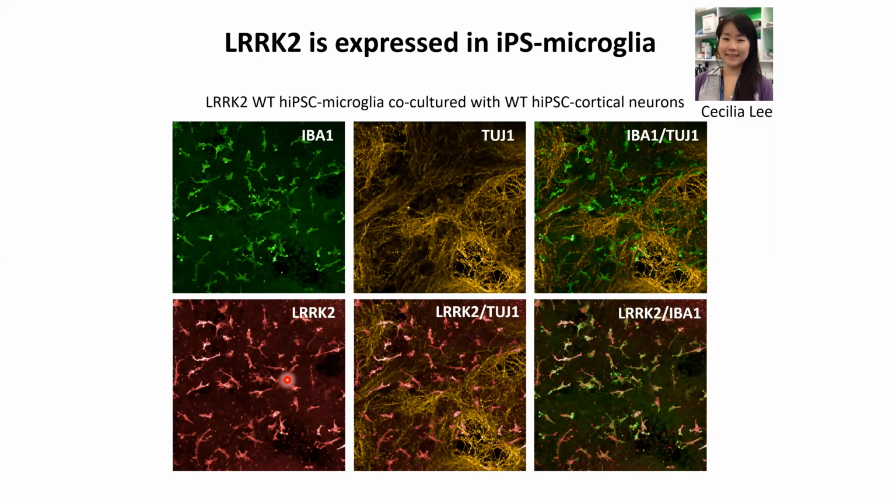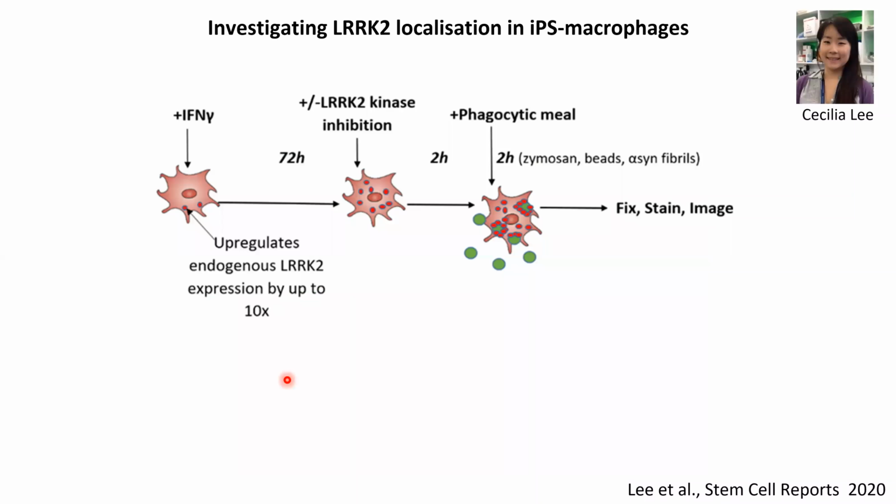So the LRRK2 work that I'm going to talk to you about has been done by Cecilia Lee, who was a PhD student in our lab, and this has been recently published just a couple of months ago. The basic protocol for investigating LRRK2 localization in the iPS macrophages and microglia was to take the iPS-derived cells, trigger them with interferon gamma to increase expression of LRRK2, and then challenge them with a phagocytic meal, and then look by high content imaging at what's going on within the cell.